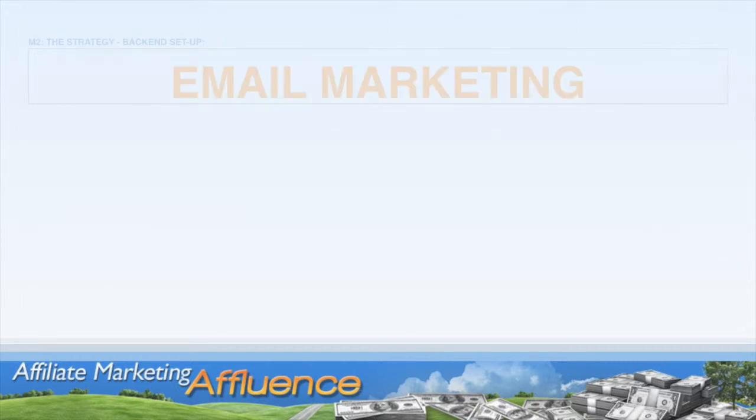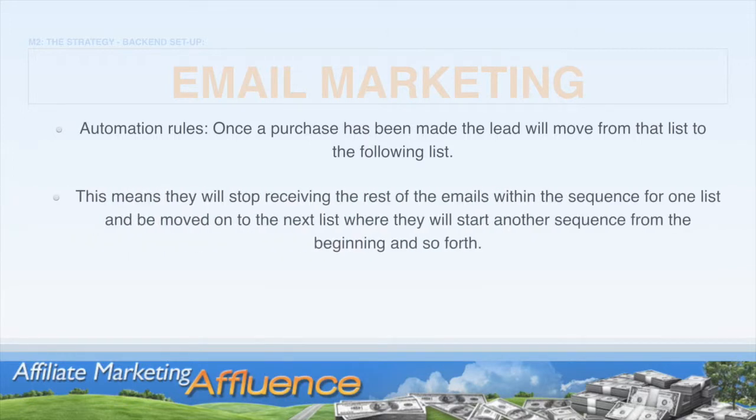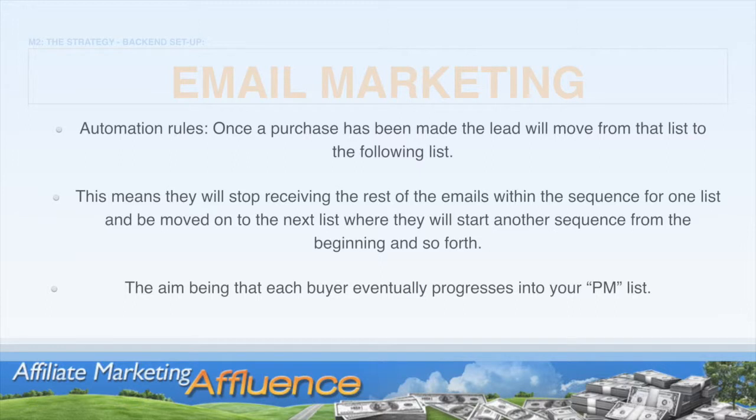Now, in each list, regardless of who your autoresponder is with, you will need to set up automation rules so that once a purchase has been made, the lead will move from that list into the following one. This means that they will stop receiving the rest of the emails within the sequence they were just in and be moved onto the next list where they will start another sequence from the beginning, and so forth. And the aim of this is that each buyer will eventually progress into your profit maximizer list.